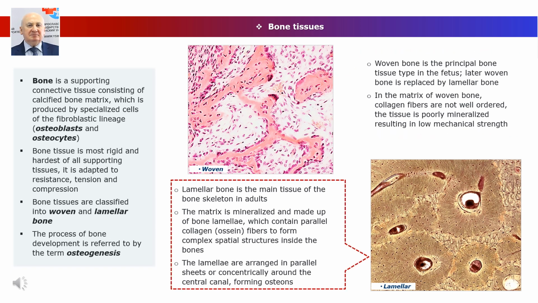Lamellar bone is the main tissue of the bone skeleton in adults. The matrix is mineralized and made up of bone lamellae, which contain parallel collagen, ossein, fibers to form complex spatial structures inside the bones. The lamellae are arranged in parallel sheets or concentrically around the central canal, forming the structural units of bone, osteons. The process of bone development is referred to by the term osteogenesis.